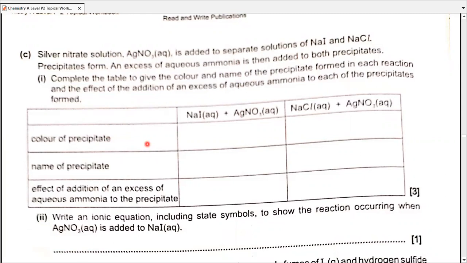Yeah, everything's correct except it would not be silver bromide in the second column. It's silver chloride. Oh yeah, silver chloride. I think I said chloride. You might be thinking about chloride, but you said bromide. All right. Oh, my bad.